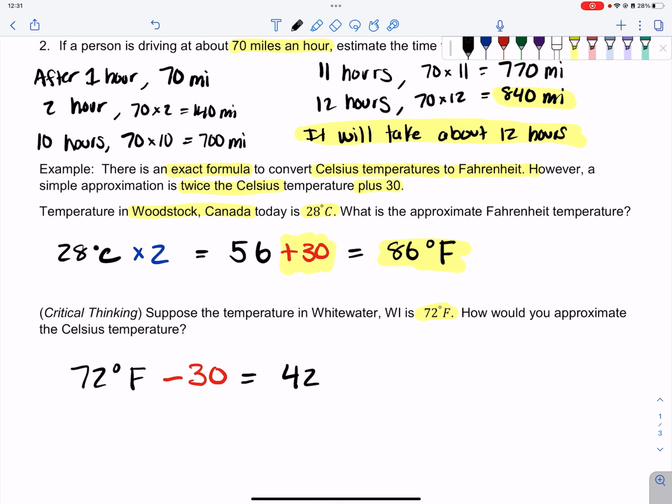And now I'm going to take a look at what I had done in my last problem. The step before that, I had multiplied by 2. So now, in order to undo multiplication, I need to divide. So I'm going to divide this by 2. So 42 divided by 2 gives us 21. And now this is my Celsius temperature. It's approximately 21 degrees Celsius.